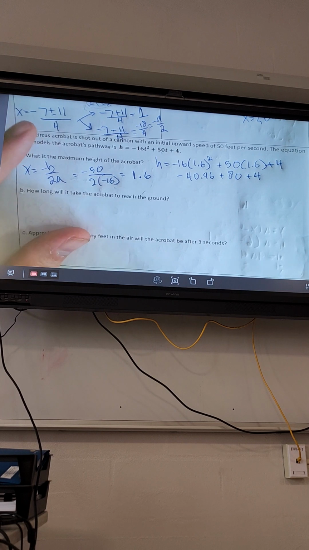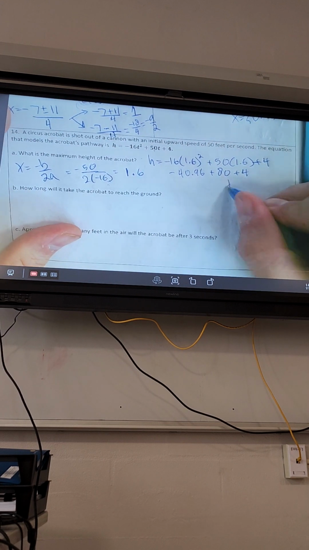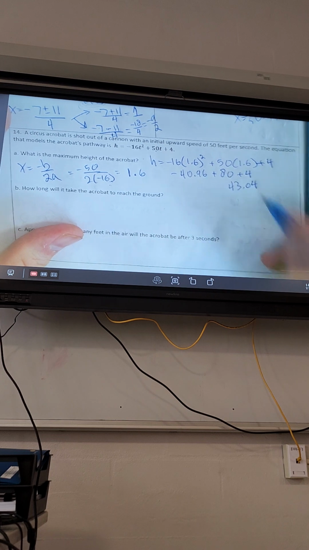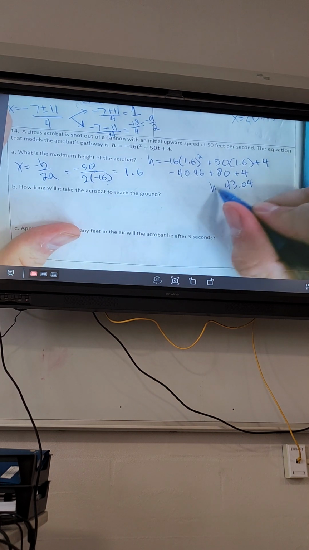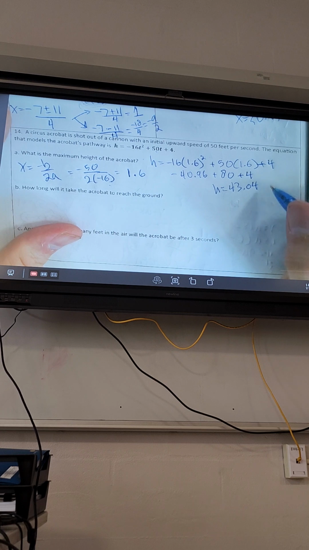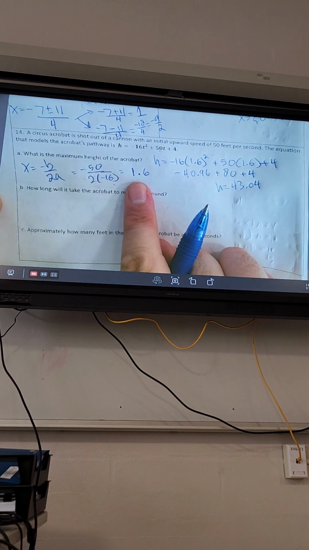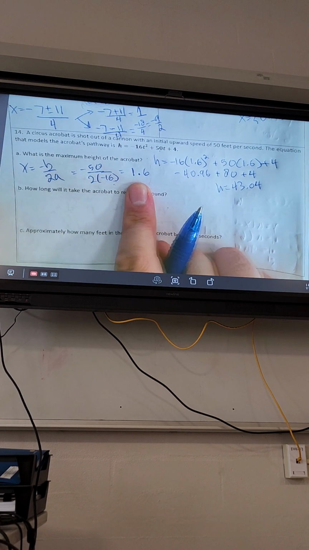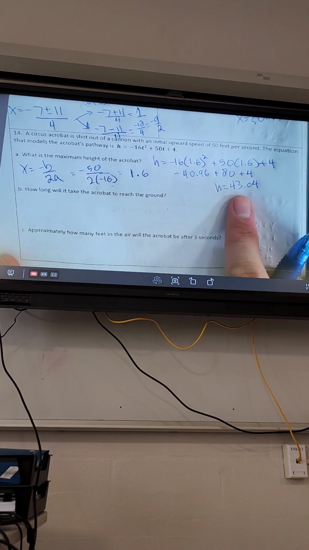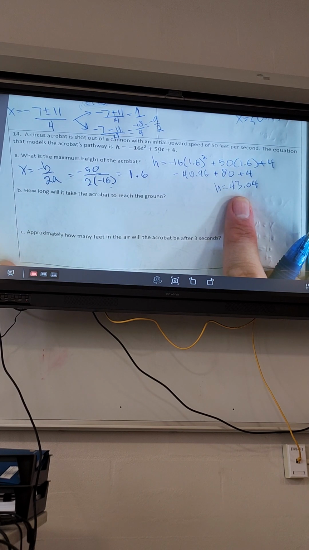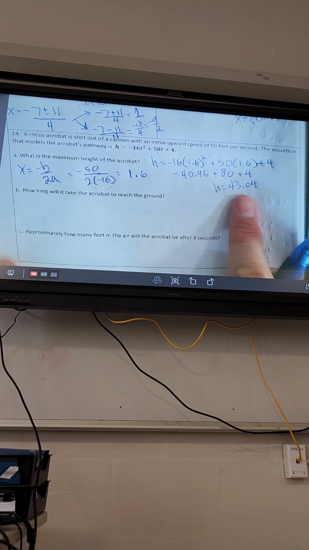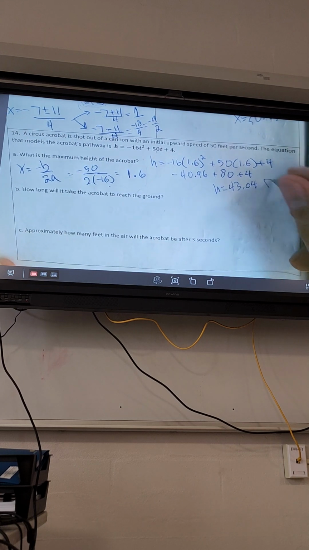You get 43.04. Just so you know, on Canvas it'll say 43.1, and that's because I didn't reduce this. But don't worry, your answer choices won't have a decimal for the test, so you won't have to worry about it, okay? But this is roughly your answer: 43 feet.